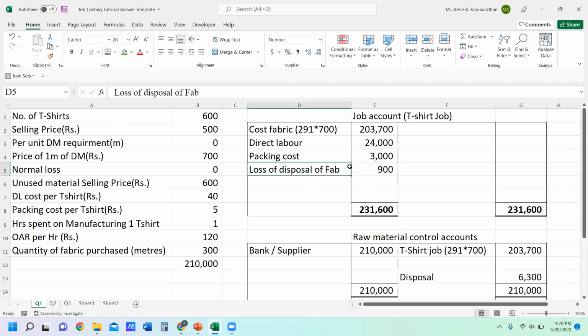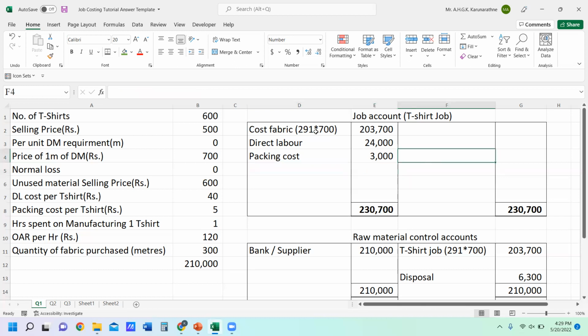From all other cost elements there is a value addition to your product. Fabric, yes, there is a value addition. Labor, the people who make these t-shirts, and the packing costs to protect the t-shirts. So these are value adding activities. Right, no problem. You can add these costs to this job account. But not the disposal loss. The disposal loss gets adjusted, but you cannot include it as a cost to the job account.